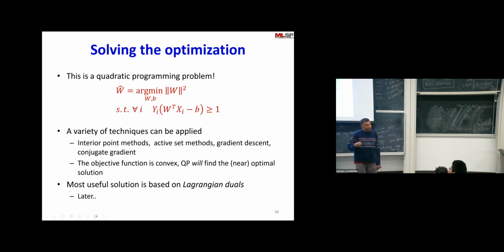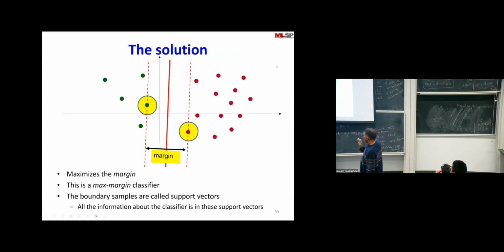You guys can solve this. So this is very simple. Everybody with me so far, right? This solution will maximize the margin. So it's a max margin classifier. And it turns out that the vectors that are on the boundary are all the vectors that you need for your classifier. The rest of them are irrelevant, right?